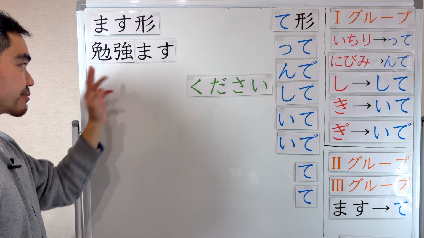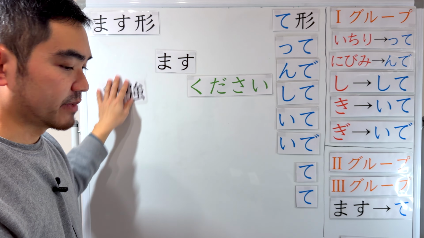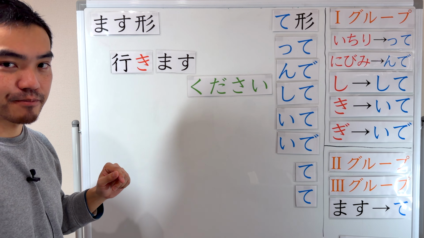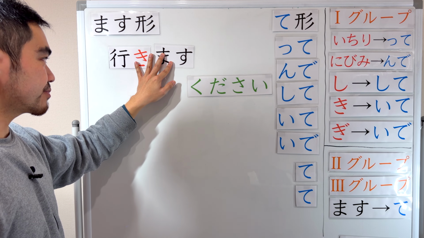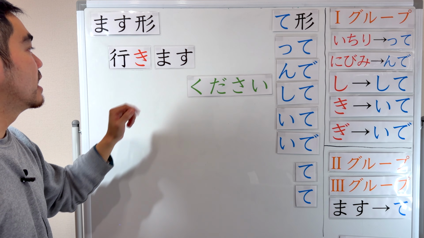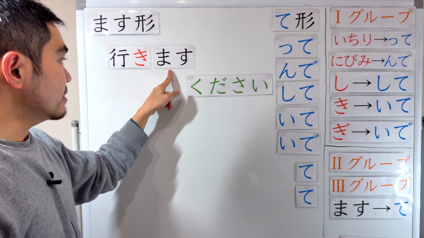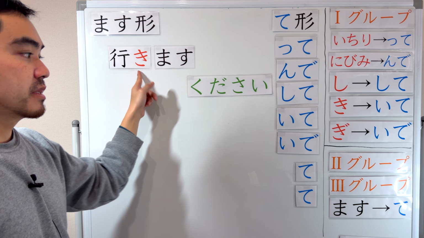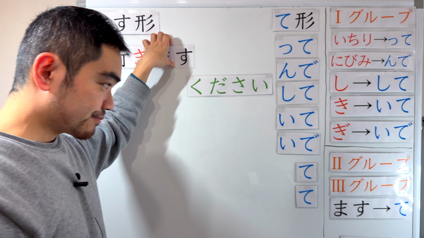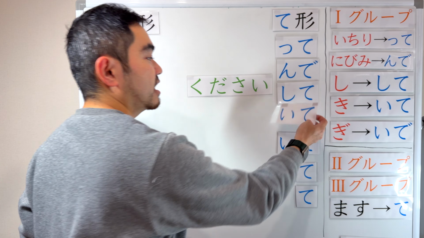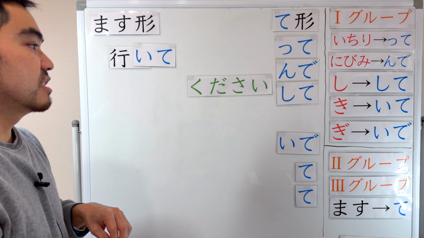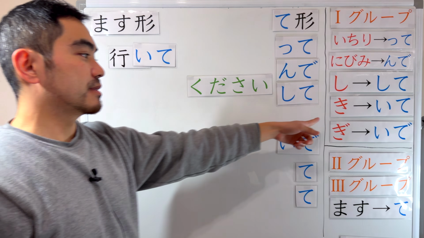ます form. This is the verb, I mean, 行きます, to go in a polite way. Before ます there is き. That's how you conjugate: you eliminate this き and change it into いて, right? This is it.